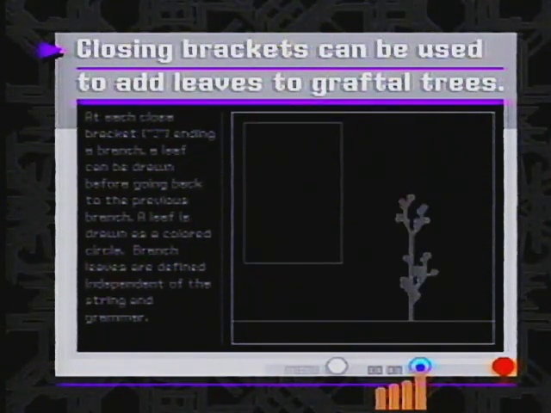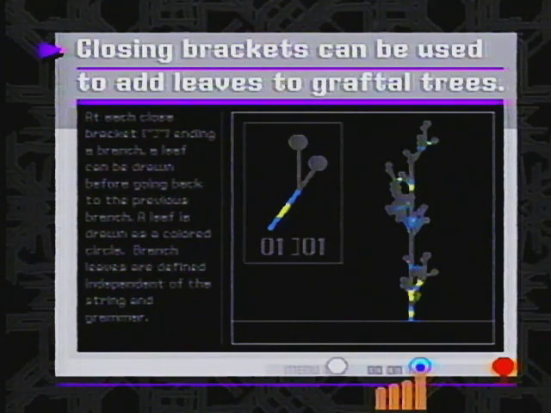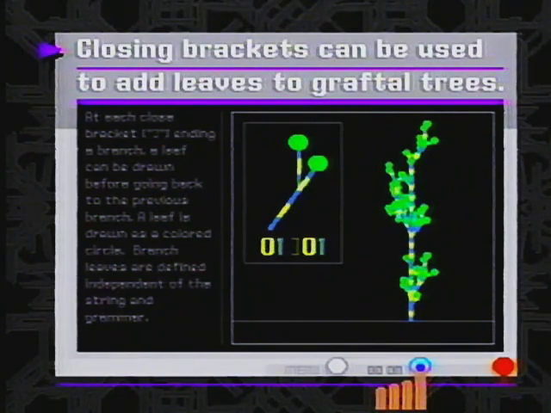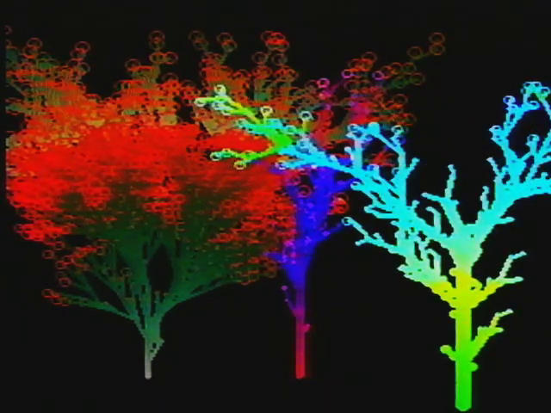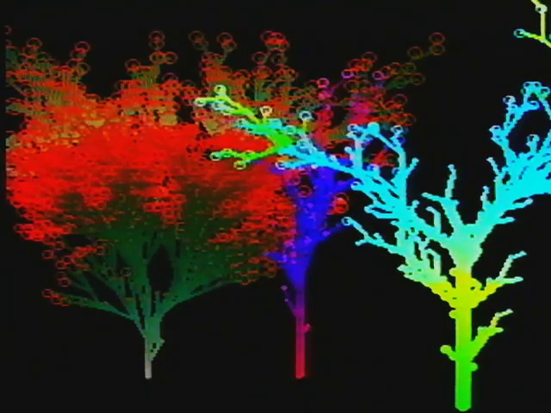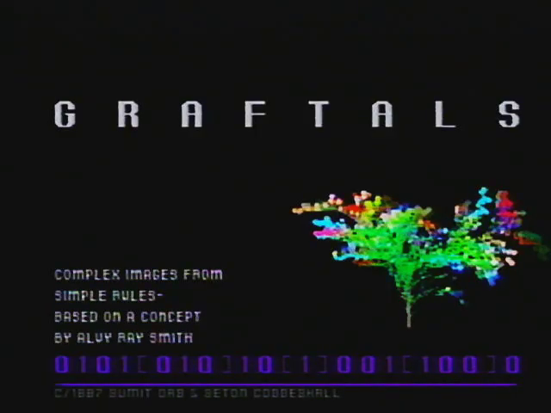Although the graphtal game applies leaves randomly to its trees, when you program a graphtal, you can use the closing brackets to add leaves to the end of your branches. Remember, all of the elements of the graphtal game can be applied to programming graphtals. It's just that the game is a lot easier and much more fun. We hope you'll visit the Computer Museum in Boston and try it for yourself.